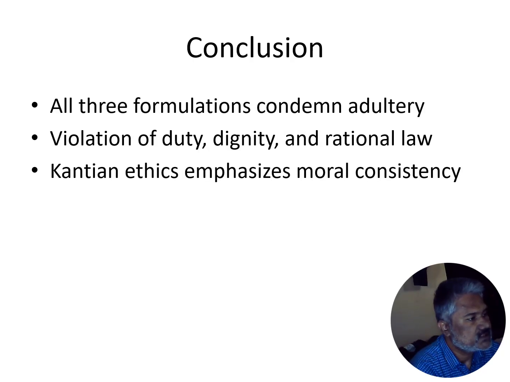In conclusion, Kant's categorical imperative provides a rigorous framework for evaluating moral actions. Through the formula of universal law, we see that adultery undermines the institution it depends upon. Through the formula of humanity, we recognize that it disrespects the autonomy and intrinsic worth of persons. Through the kingdom of ends, we understand that it cannot be endorsed by a community of rational lawmakers. Together, these formulations demonstrate that adultery is morally impermissible within Kantian deontology.